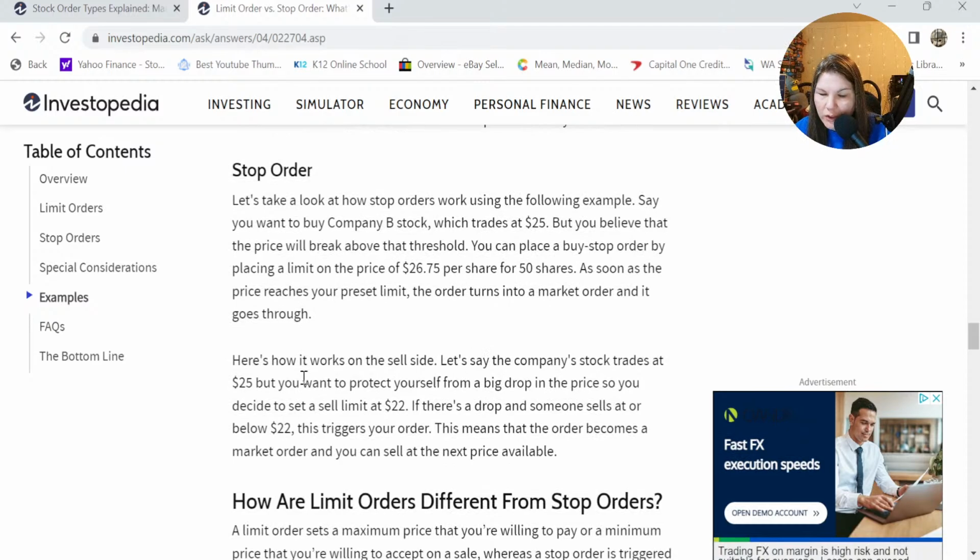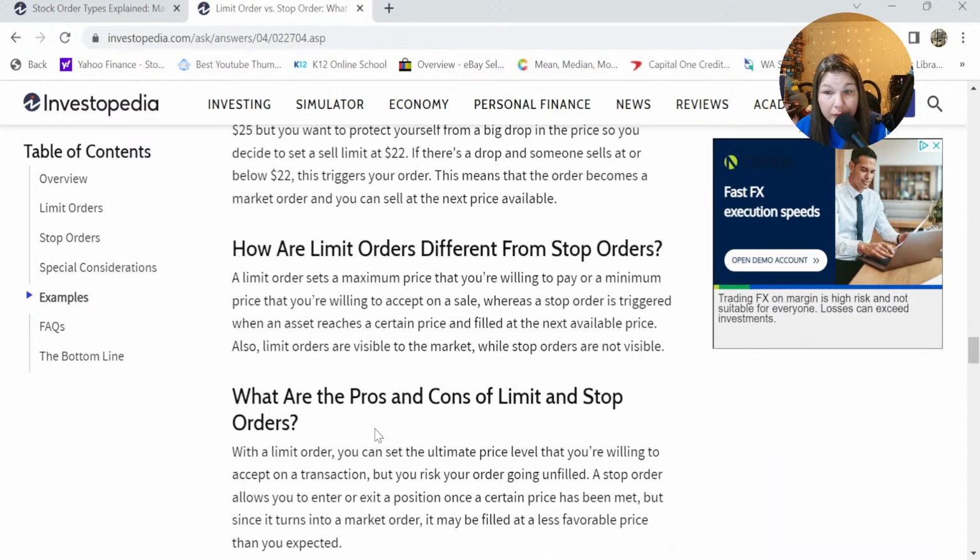Let's say the company's stock trades at 25, but you want to protect yourself from a big drop in price. So you decide to set a limit at 22. If there's a drop and someone sells it below 22, this triggers your order. This means that the order becomes a market order and you can sell at the next price available.